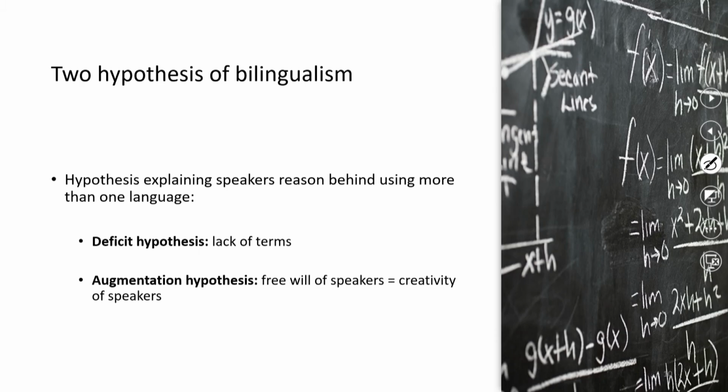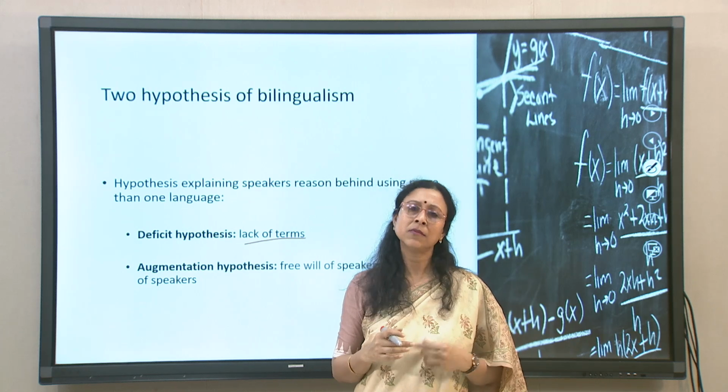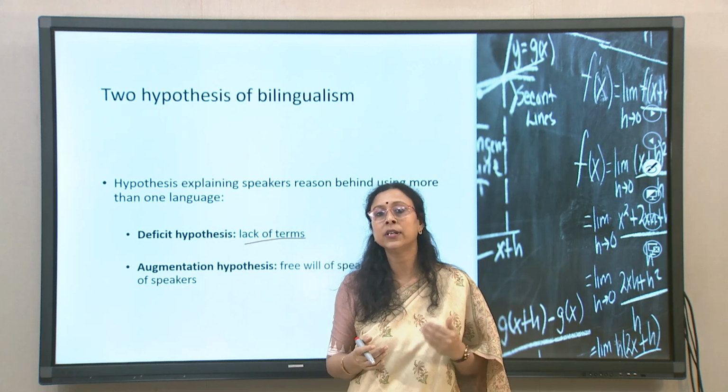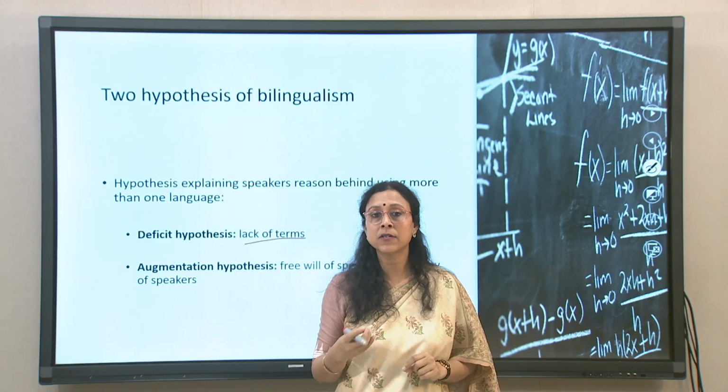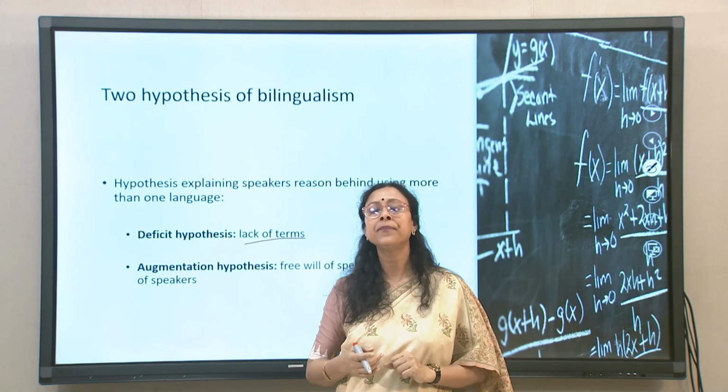So, there are two hypotheses of bilingualism. Of course, one case of bilingualism is when, depending on the type of language contact, it will automatically give rise to bilingualism. But there are other kinds of bilingualism as well, because of which we have two different hypotheses. One is called the deficit hypothesis. The deficit hypothesis says that people use two languages because in their own language, or any of the languages, they do not have all the terms. There is a lack of terms for certain conceptual categories, so you need to take help from yet another language. This is very common in literature.